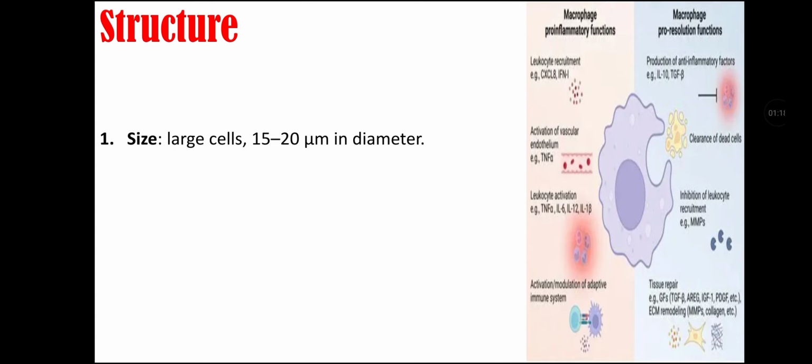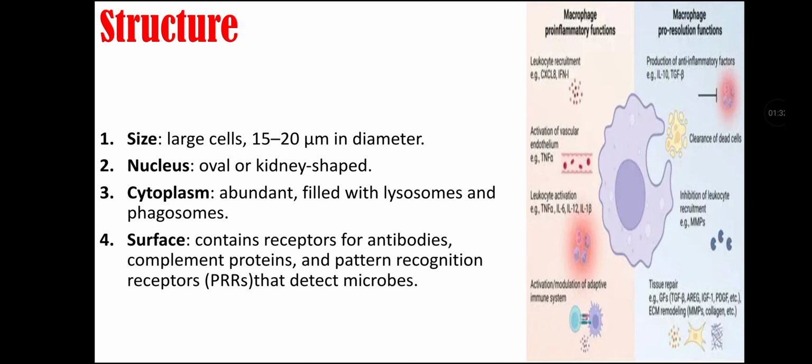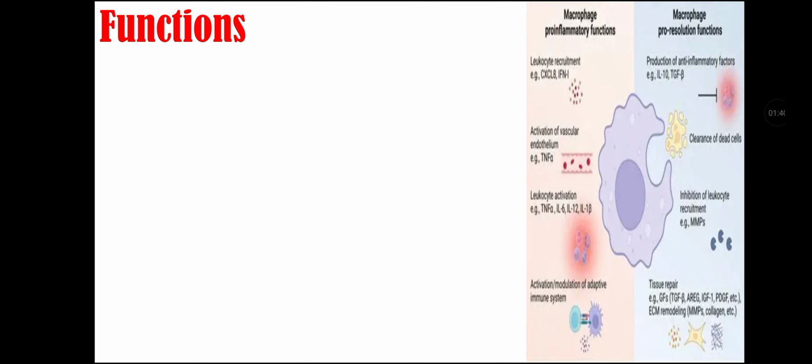Structure of macrophage. They are large size cells, about 15 to 20 micrometer in diameter. Their nucleus is oval or kidney shaped. Their cytoplasm is abundant and it is filled with lysosomes and phagosomes. Their surface contains receptors for antibody, complement proteins, and pattern recognition receptors that detect microbes.